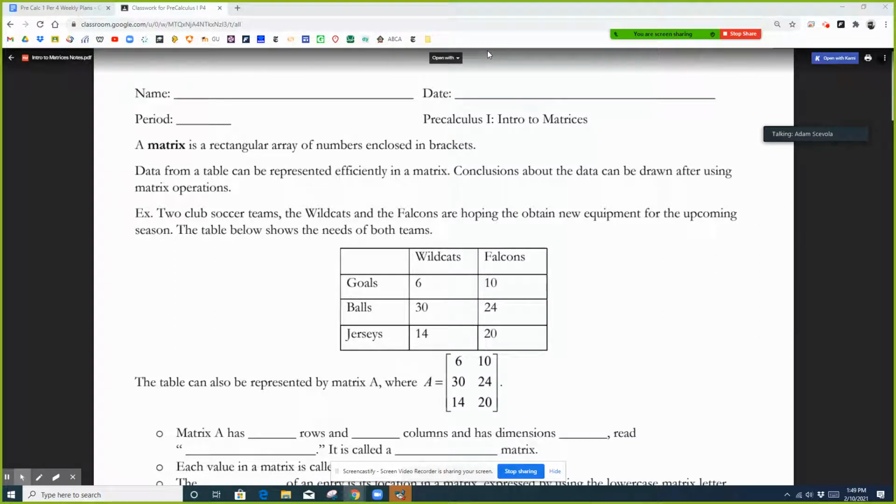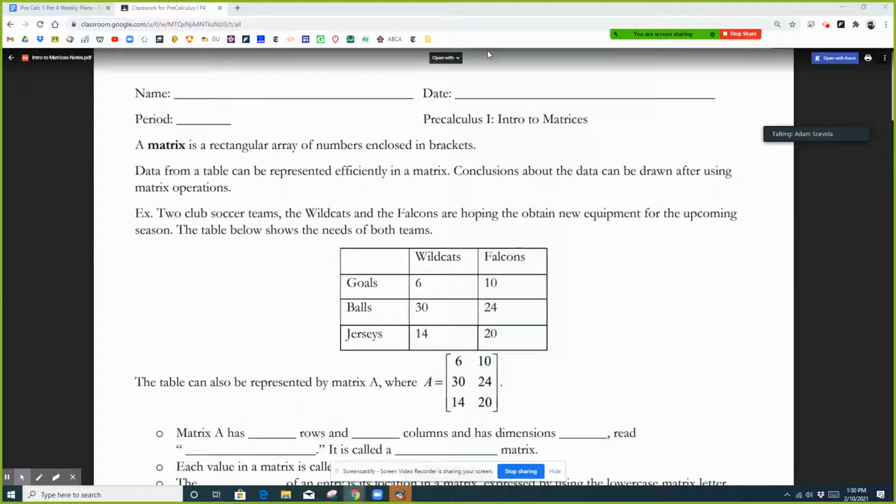So a matrix is defined as a rectangular array of numbers enclosed in brackets. So if you look at the bottom of the page where it says A equals 6, 10, 30, 24, 14, 20, that's an example of a matrix, all right? So data from a table could be represented efficiently in a matrix, and conclusions about the data could be drawn after using matrix operations. So what are operations? Just like you can add, multiply, divide, subtract numbers, you can also perform operations similar to that with matrices, but it will work a little differently.